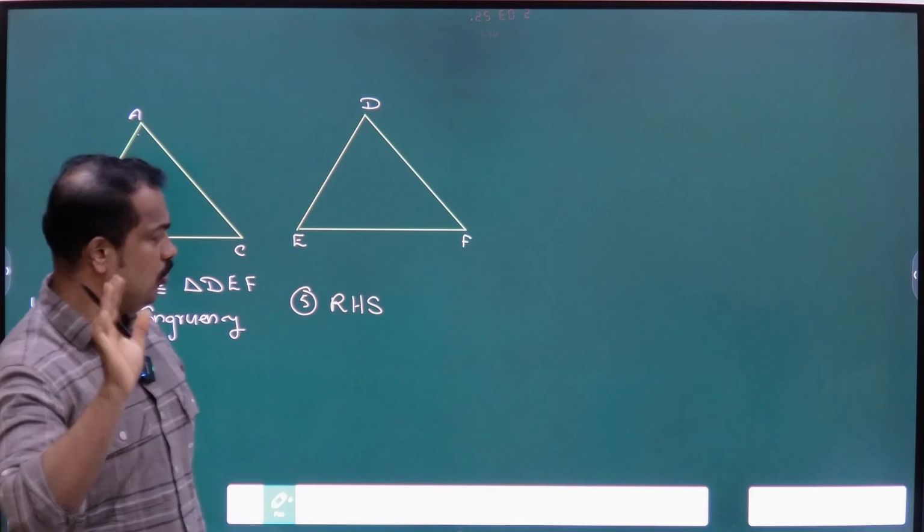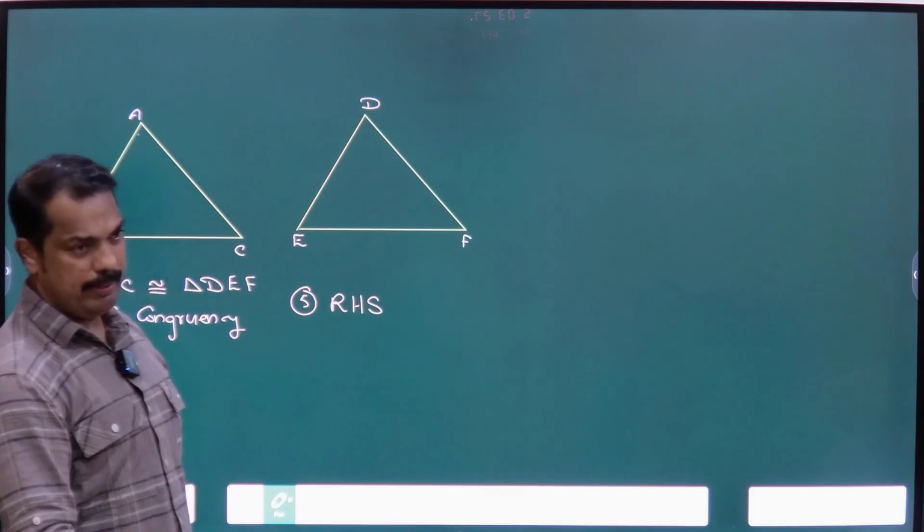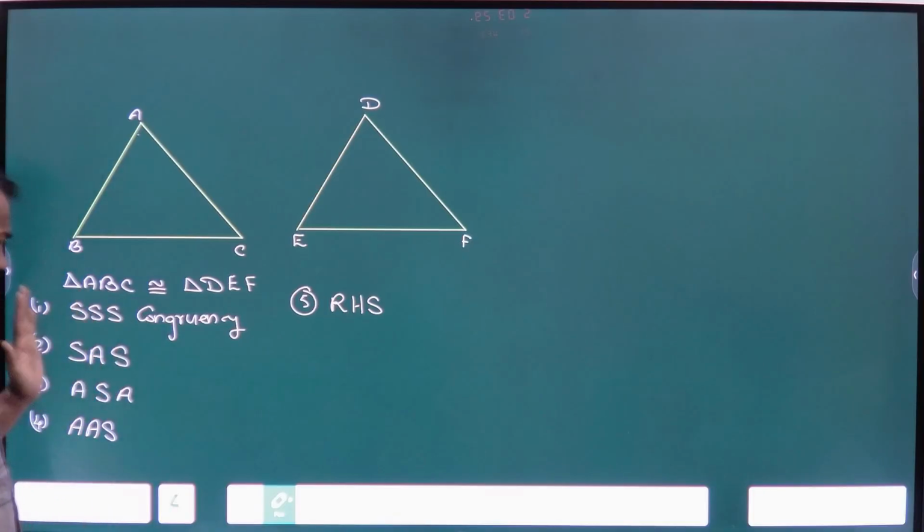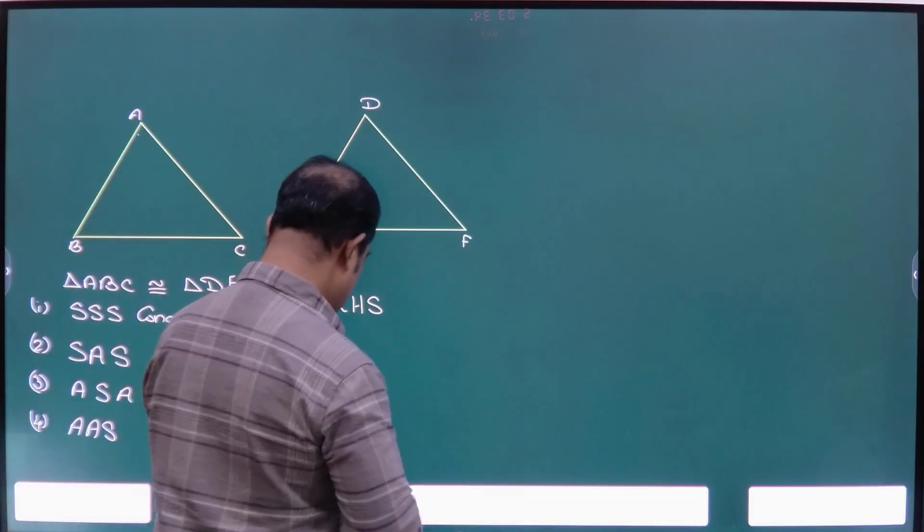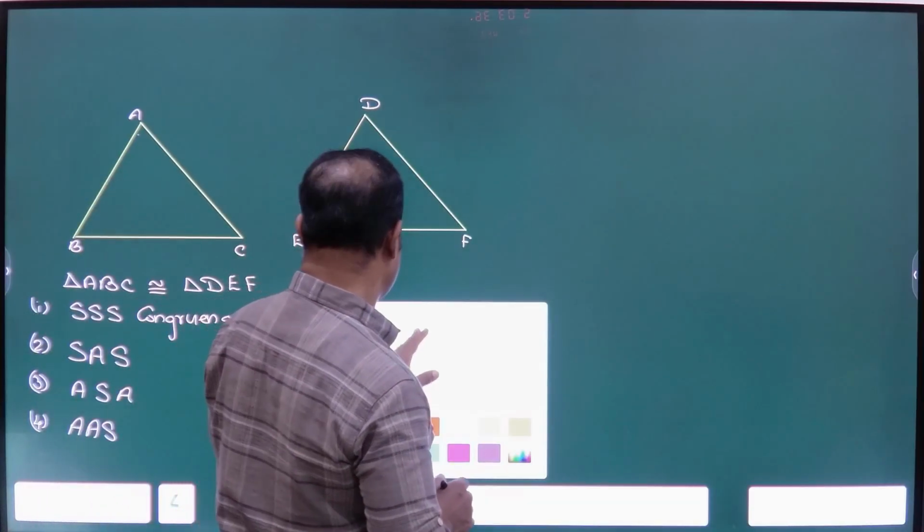Remaining parts will always be equal. So the different methods to prove congruency are clear. In the same way, two circles congruent are given.